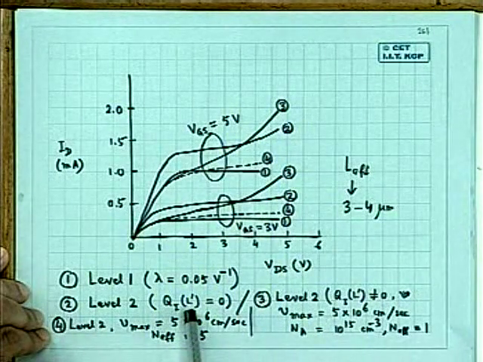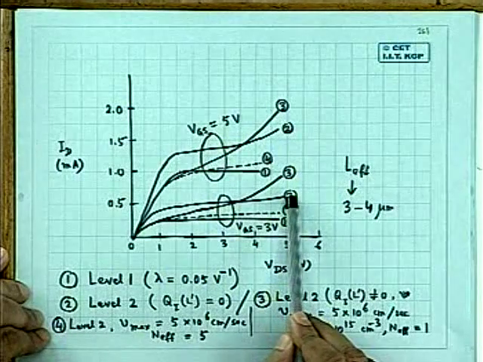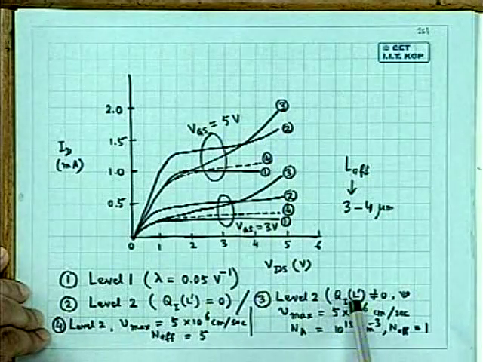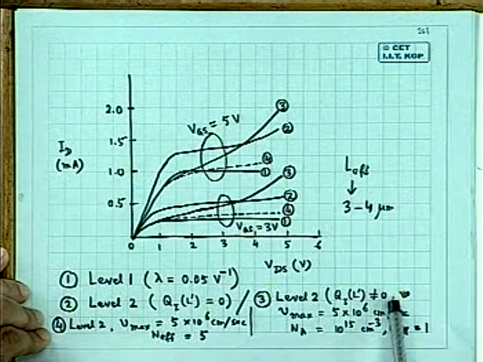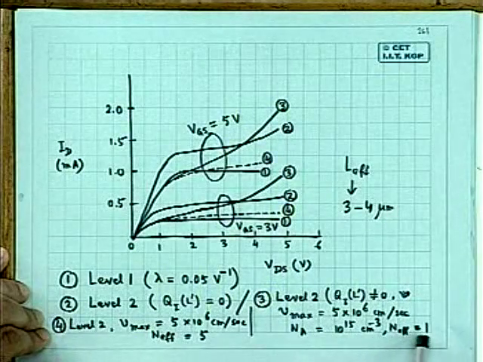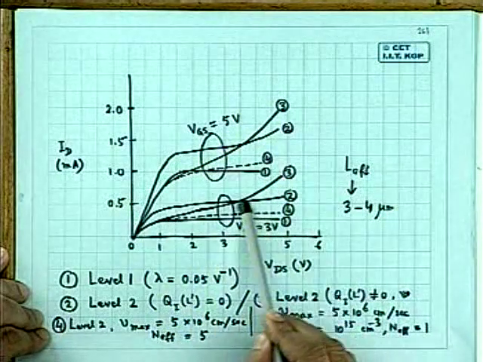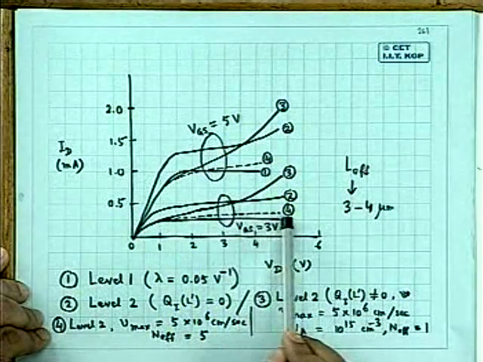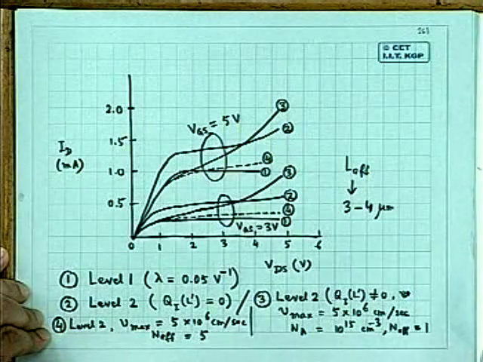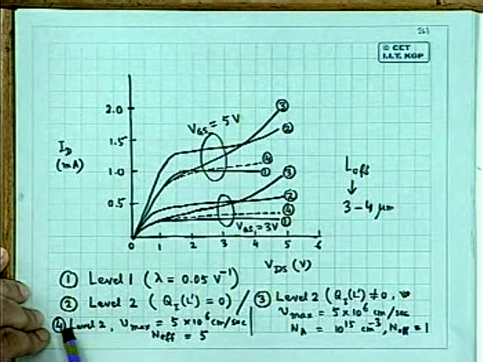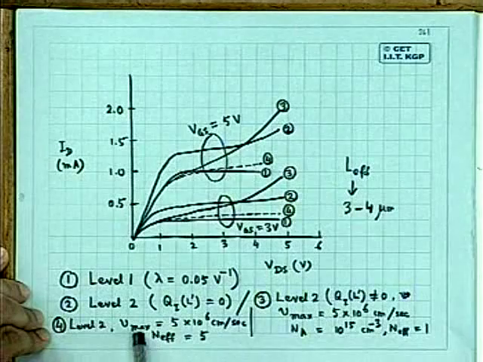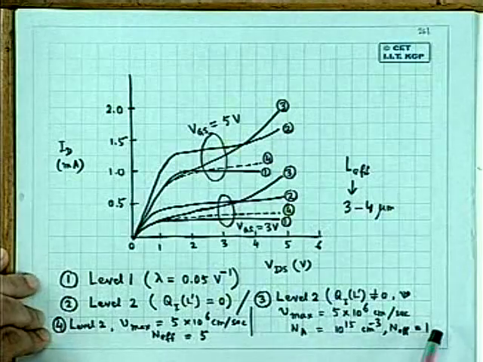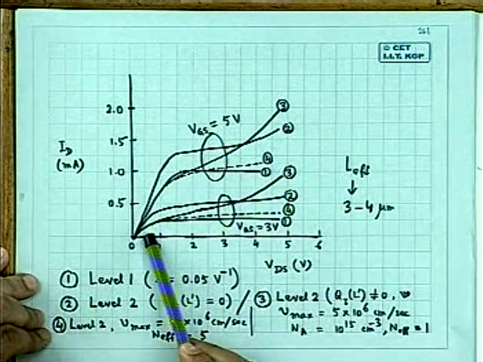It assumes qi L dash equal to 0, and this number 3 curve is qi L dash equal to 0, but n effective equal to 1, which is a little bit odd curve. To restore it to a value which is closer to experimental data, now in number 4, Vmax is the same, but n effective has been modified from 1 to 5, which gives a better fitting.